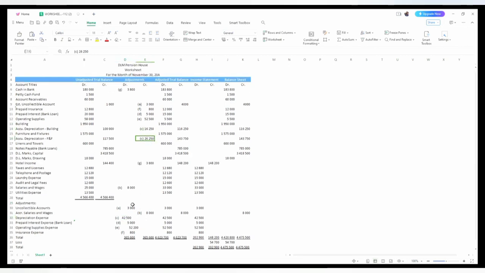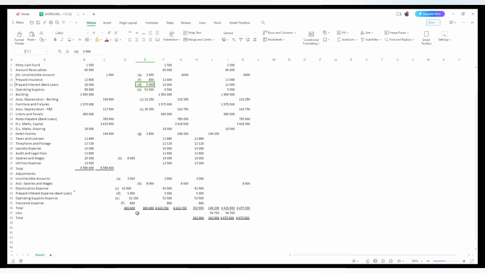Now let's have letter D. Interest on bank loan applicable for this period, 5,000. Now the interest on bank loan, which is 5,000. Prepaid interest on bank loan, we have it here in credit. Now when we plotted it, we have it here in debit. So it is now a prepaid interest expense on bank loan since it is updated.